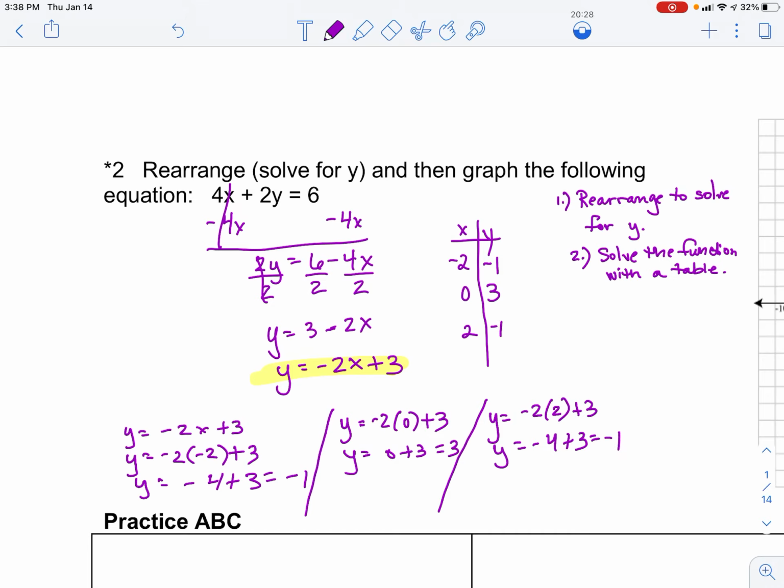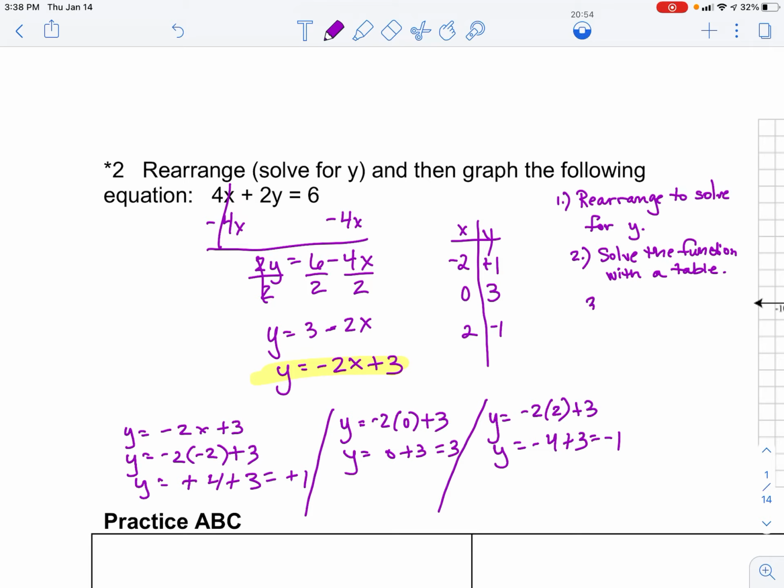I probably was not paying very close attention, and I apologize, because over in the first equation, look at this. -2 times -2 is a +4. So this should be a +1. So the first one should have been a +1. Please forgive me. All right, so we have when x is -2, y is 1. When x is 0, y is 3. When x is 2, y is -1.